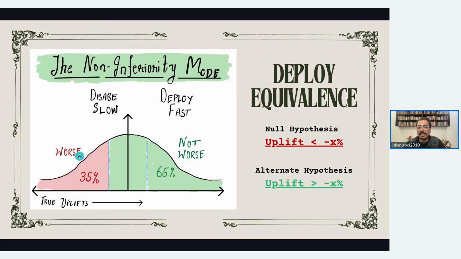And you only disable a variation when it is actually worse. So the null hypothesis here is that the uplift is less than minus X%, and it is harder to discard. And the alternative hypothesis is that uplift is at least better than minus X%. So if I'm tolerant up to minus 2% of a drop, then basically I can detect a winner much faster, and I can deploy a winner much faster and have lesser visitor counts in the test.